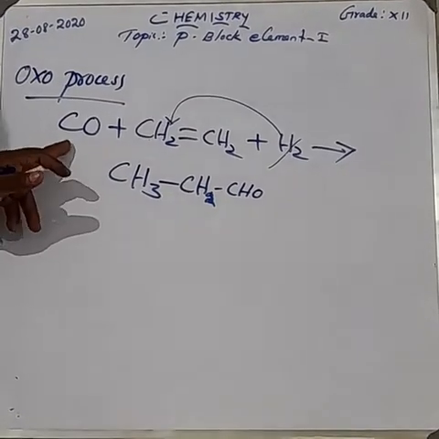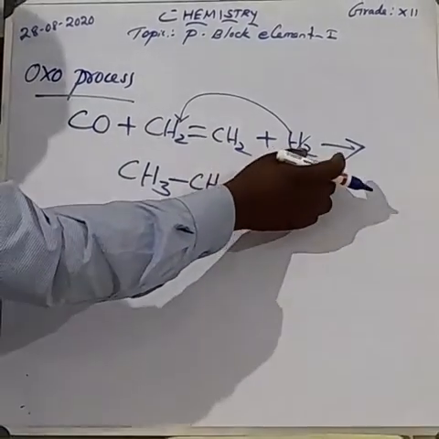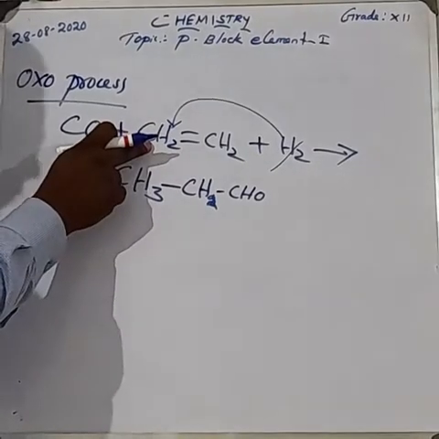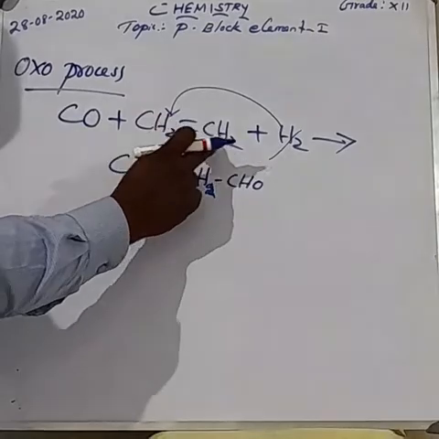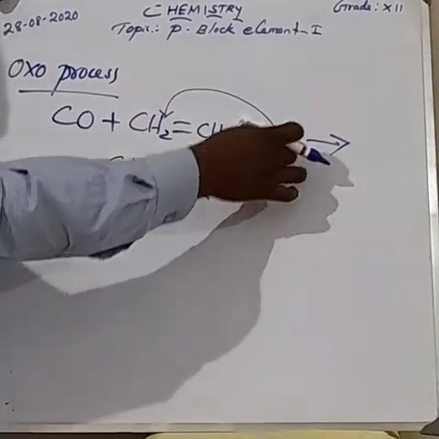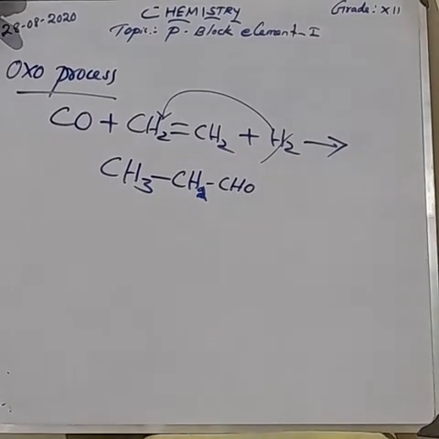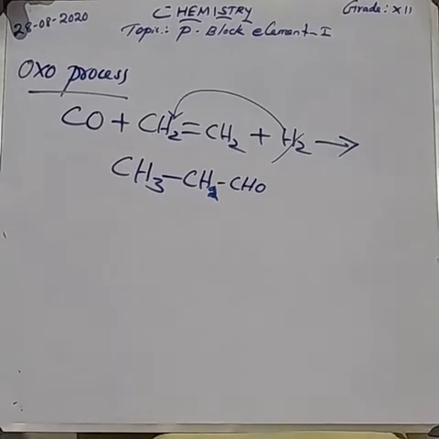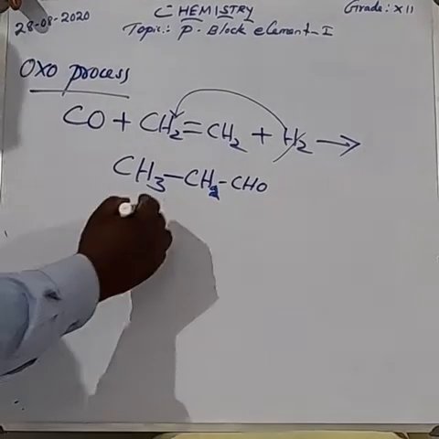Here, this is carbon monoxide, this is ethylene. Hydrogen splits up into hydrogen atoms. One of the hydrogens combines with CH2 to form CH3. The double bond is converted to a single bond. Again you should write the CH2. Then one more hydrogen combines with CO to form CHO. This is called what? Propanal. Otherwise, you can say propanal.